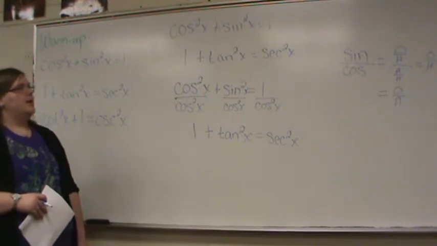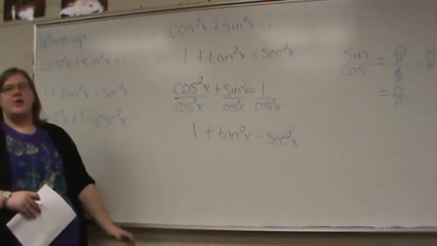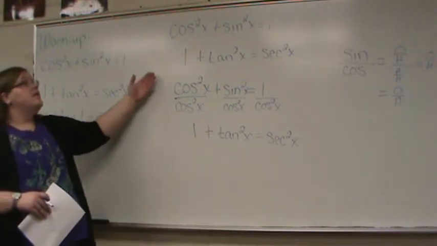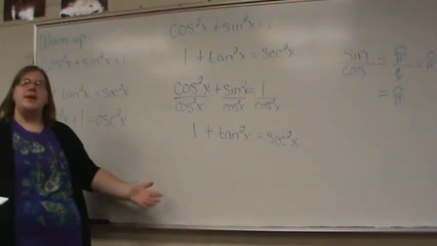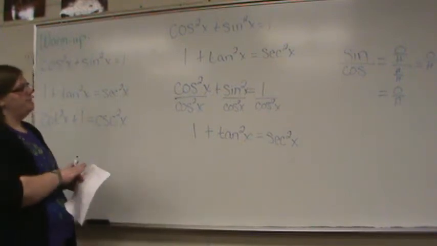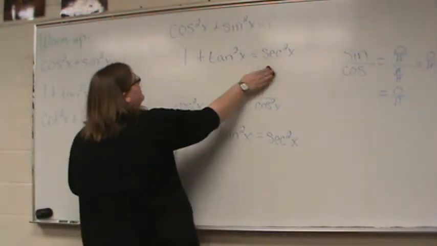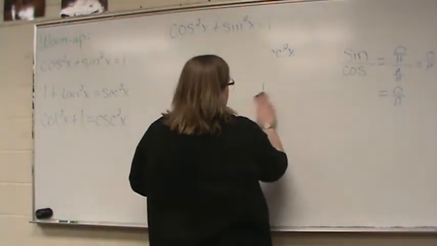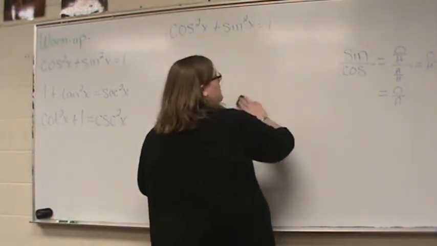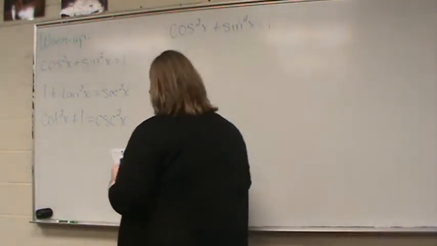Alright, so that's how we get our second equation. Again, these are identities that we're gonna wanna know for later on. We just wanna make sure we know where they come from. Alright, so now our third one: cotangent squared x plus 1 equals cosecant squared x.